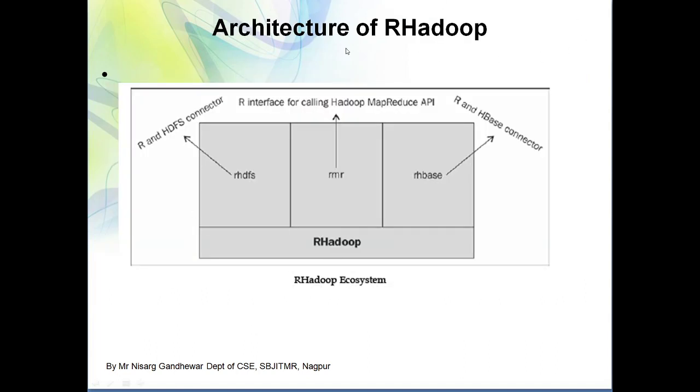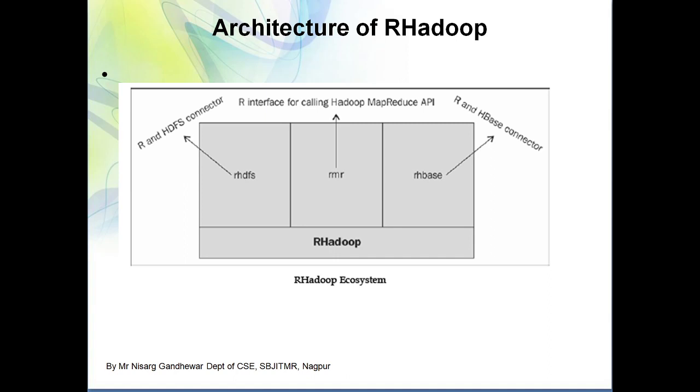So this is what we can say is the architecture of RHadoop. Here you can see our Hadoop ecosystem. At the bottom you have RHadoop, and RHadoop has three components: RHDFS, RMR and RHBase. We have already seen the utility of these three packages. Mostly these three packages are used to integrate R with Hadoop, but for different purposes. RHDFS is used for making use of the Hadoop Distributed File System. RMR is responsible for writing MapReduce programs in R, and RHBase is used to integrate R with HBase tables.